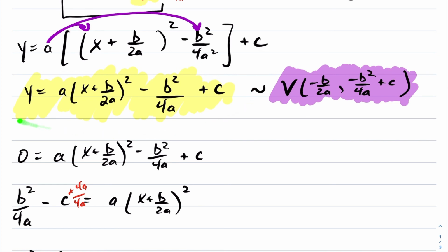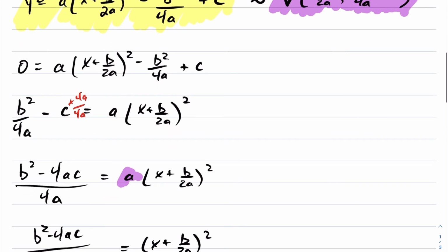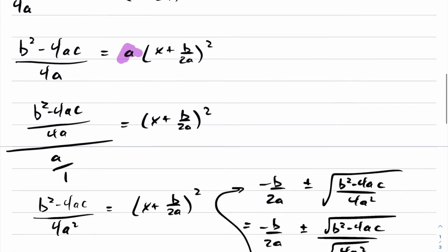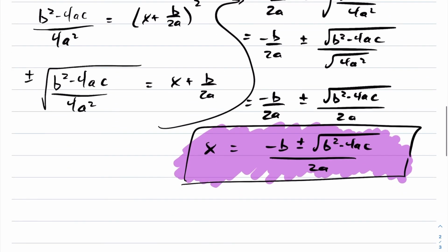Since your quadratic equation deals with the roots, we set y equal to 0, because that's what it means to have roots. Your y value has to be 0. And then we just isolate for x here. So I'm just going through the algebra of isolating for x, and then we get x to one side, and out pops your quadratic equation. x equals negative b plus or minus the square root of b squared minus 4ac, the entire expression divided by 2a.